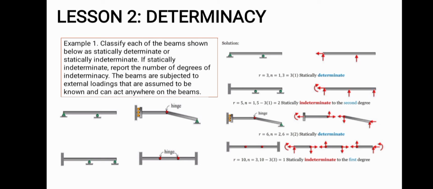Next, r equals 6 and n equals 2. So 6 equals 3 times 2, that will be statically determinate. Next, r equals 10 and n equals 3. So 10 minus 3 times 3, that will become 1, statically indeterminate to the first degree.